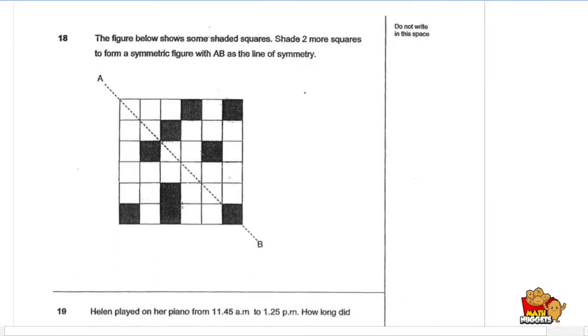Question 18, shade 2 more squares. So this is one of them. We need it to be symmetrical. And this will be the other one.